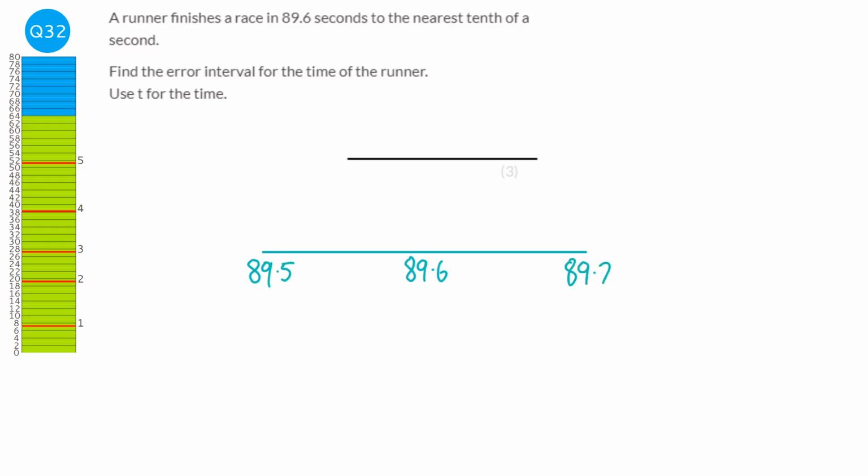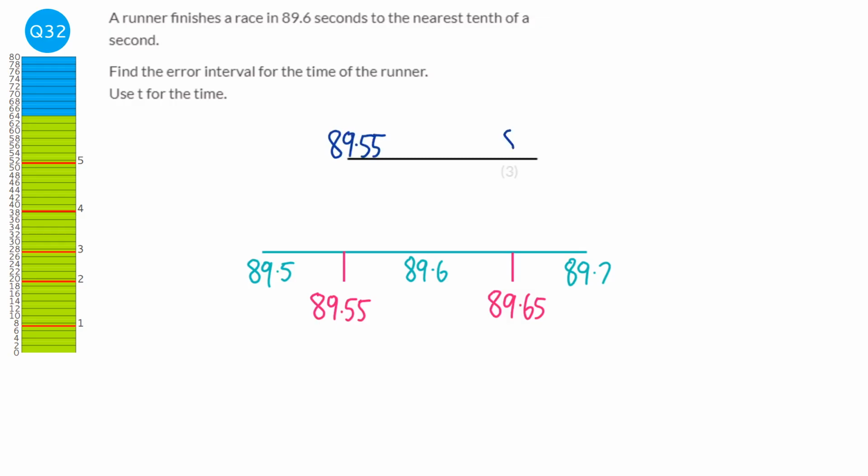Now the bounds, the upper and lower bound, the maximum and minimum number it could be before rounding, are going to be at the halfway points. So here and here. And so all we need to do is work out what those numbers are. So halfway between 89.5 and 89.6 is 89.55. And halfway between 89.6 and 89.7 is 89.65. So those are going to be our lower and upper bounds.